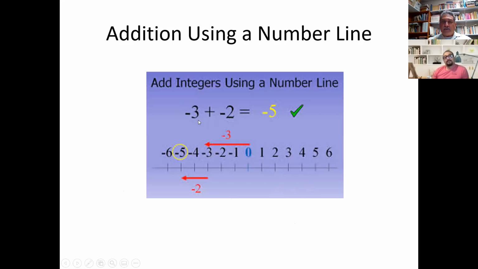Let's say you have -3 plus -2. The absolute value of -3 is 3. The absolute value of -2 is 2. Add them together, 5. What's the sign? The sign that you have here, -5. Okay, so it means if you're here at -3, you go 2 more toward the left, you end up here. Okay.